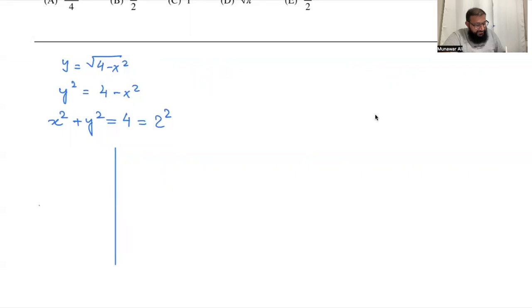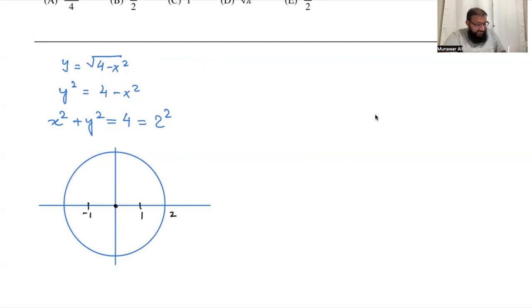So I'm going to draw a circle. This is the circle, and this is 0, this is 1, this is 2, this is negative 1, and this is negative 2. But this is a square root function with only the positive square root, so the graph is going to be the upper one, not the lower one. So I'm going to remove the lower part from this. You can see I have just removed the lower part.